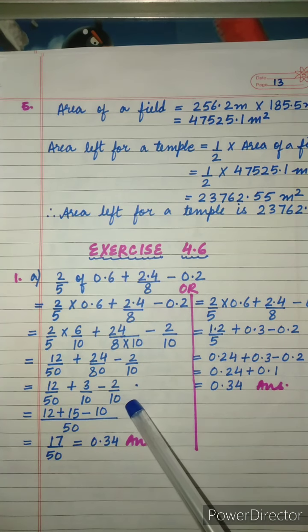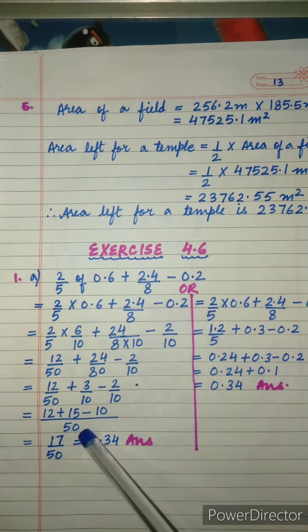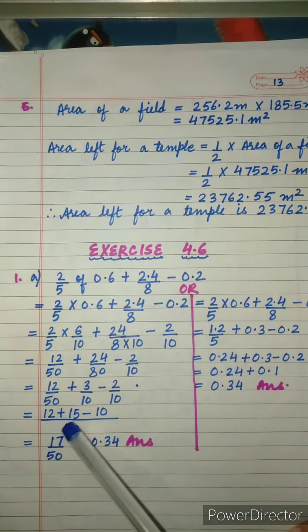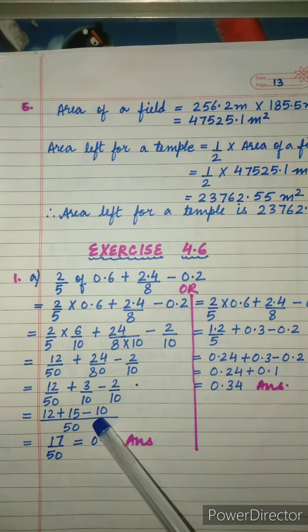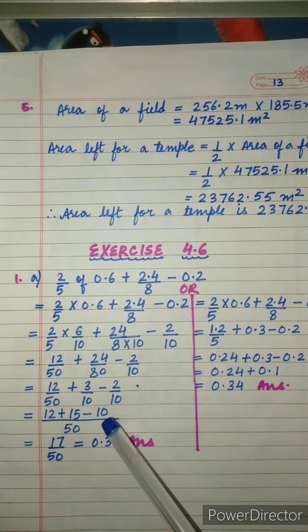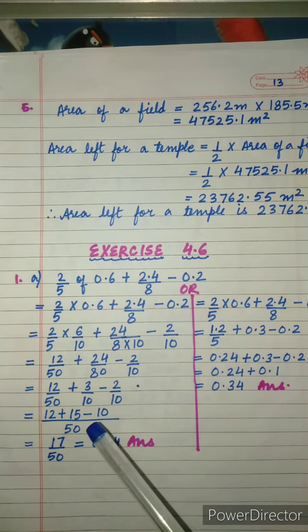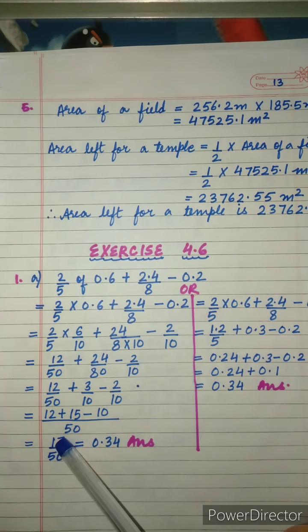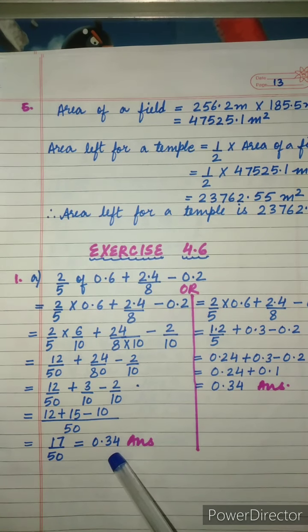So when we take the LCM of 50 and 10, it will be 50. So we have 12 plus 15 minus 10. This you have already studied in the fractions chapter. So we have 17 upon 50 is equal to 0.34.